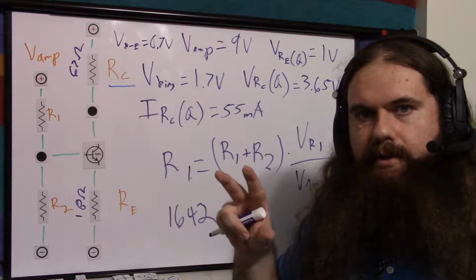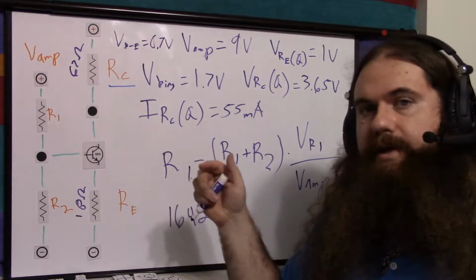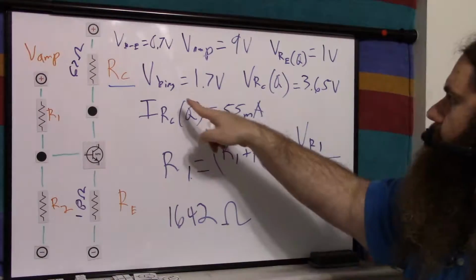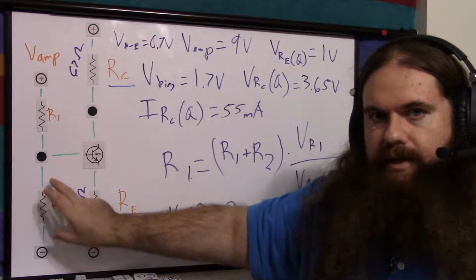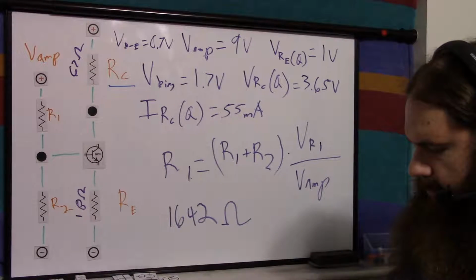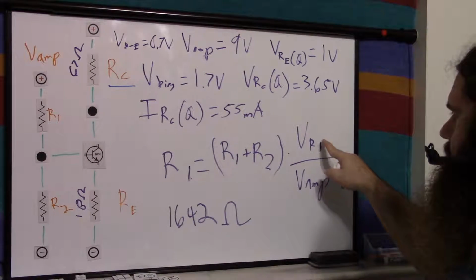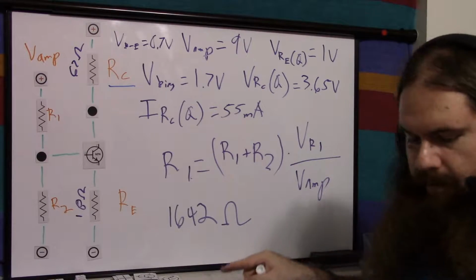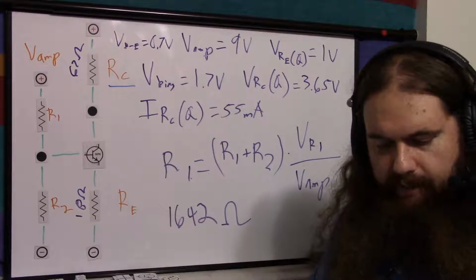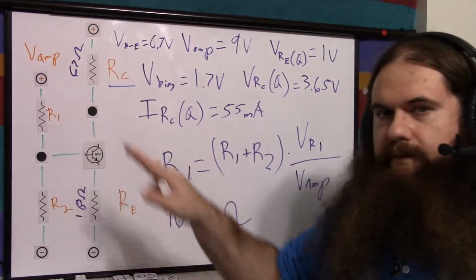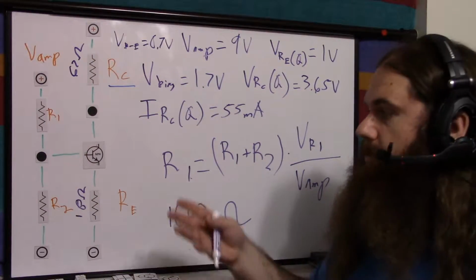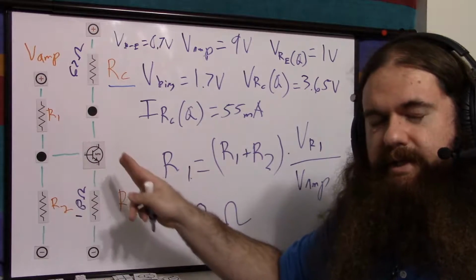So whenever you're picking your resistors out of your box, just pick the next lowest. So V bias, which is what we want on this resistor, 1.7 divided by 9. So that's VR2 divided by V amp. So this resistor is carrying about 18.9% of the voltage, which means it wants about 18.9% of the total resistance.